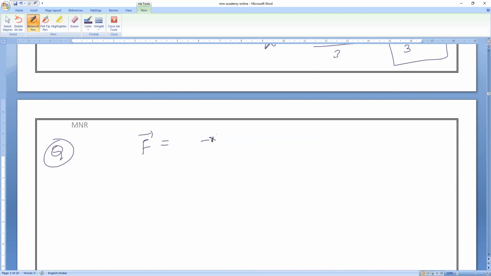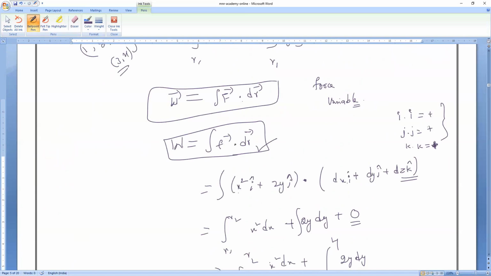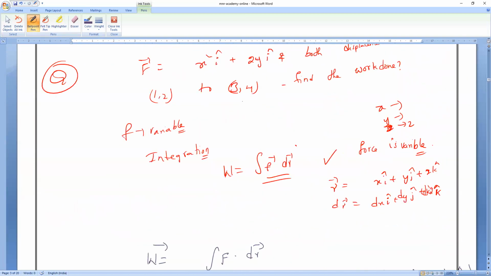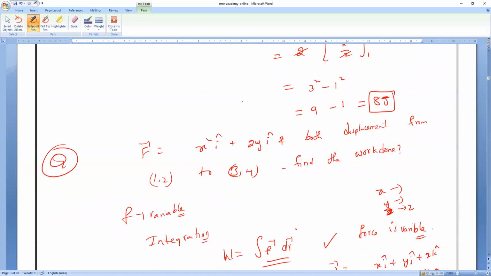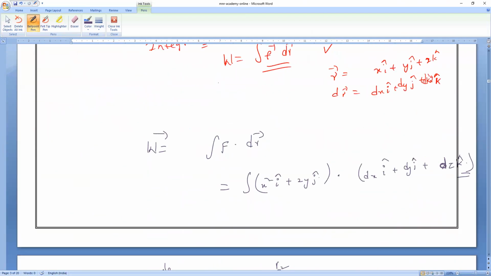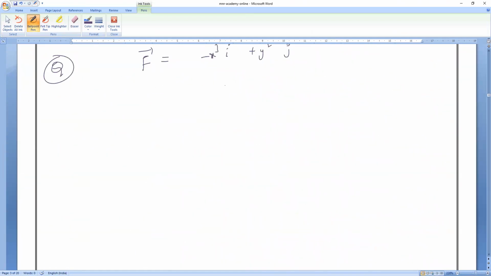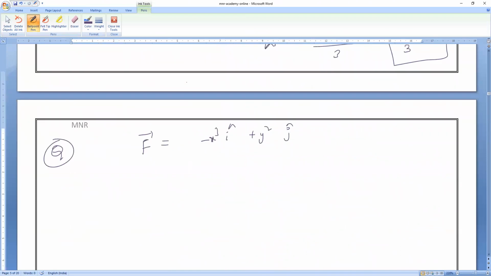X cube i cap plus y square j cap. What is the given function, everybody? X cube i cap plus y square j cap. Okay. Then the displacement function is, yeah, 1 minute. So we have done it, and then we came with the x square. Okay, so please all of you write this. Next, what is the given force? Applied force is equal to minus x cube i cap plus y square j cap.